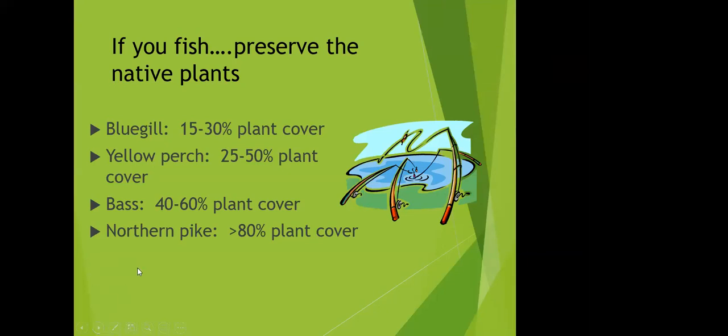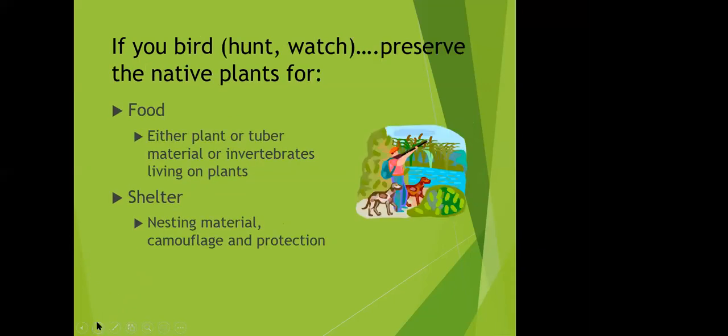If you like to fish, a lot of our fish require certain levels of plant cover. The warmer water fishery type of plants like northern pike require 80% plant cover. That's why we don't have a lot of northern pike in our area, because we don't have that much plant cover on most water bodies. Bass actually like a lot too. They like 40 to 60% plant cover. And then bluegill and yellow perch a little bit less. When you get into the cold water fishery, they don't really like plant growth because it's organic matter. And that's a different type of lake and a different type of fish, but warm water fishing, plants are important.